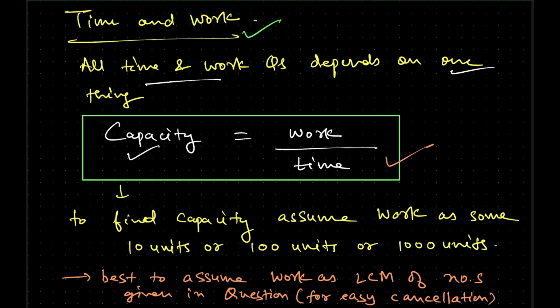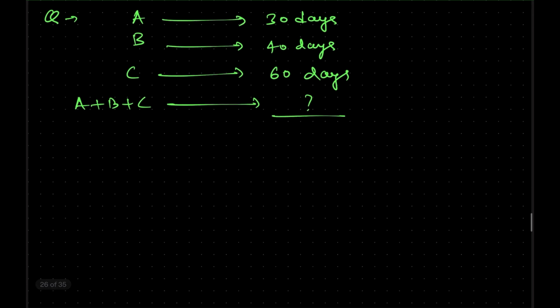To find capacity, we assume the work as some units, like 10 units, 100 units or 1000 units, because similar things we have done in the percentage chapter, where we assume the percentage to be 100%, or many times we assume money to be 100 rupees. Why are we assuming this work? Because it will ease down our overall solving process, and we don't have to deal with too many fractions. In most cases we take the LCM of the numbers given in the question, so that the numbers can easily be cancelled and we don't have to deal with fractions.